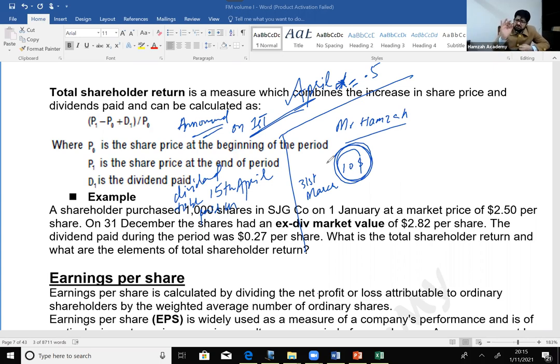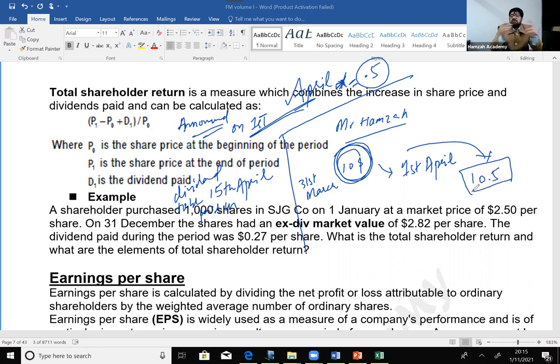The time the company announced the dividend on 1st April, that we will give a dividend of $0.5, who will be holding this share? Who will have this share? So the share price will increase to $10.5. Now the dividend has been included in the price because the company will pay a dividend. The share price is increased by that amount. So this is called cum dividend price.